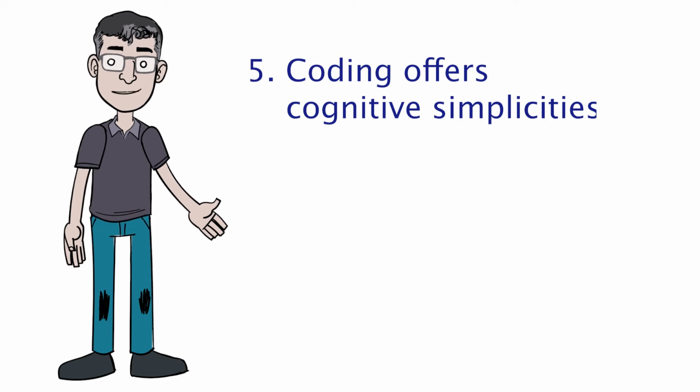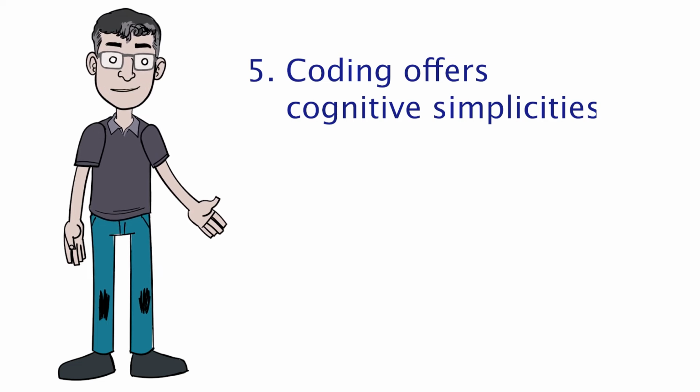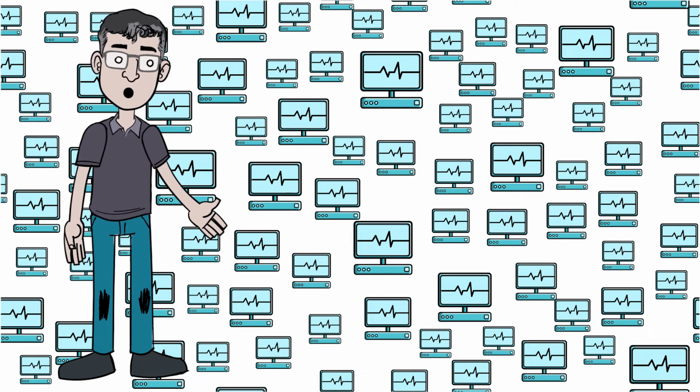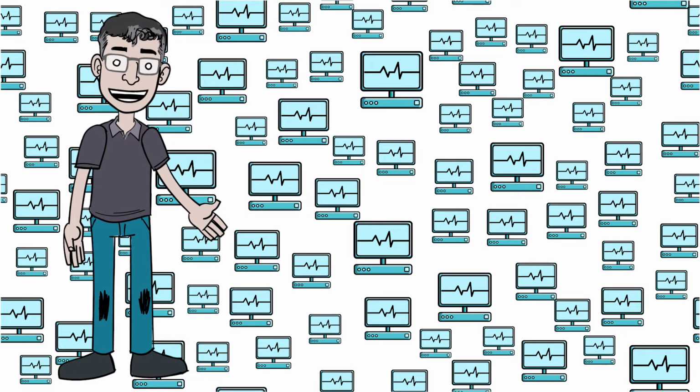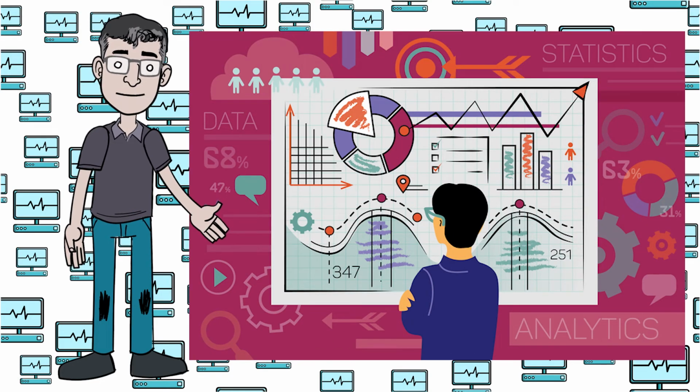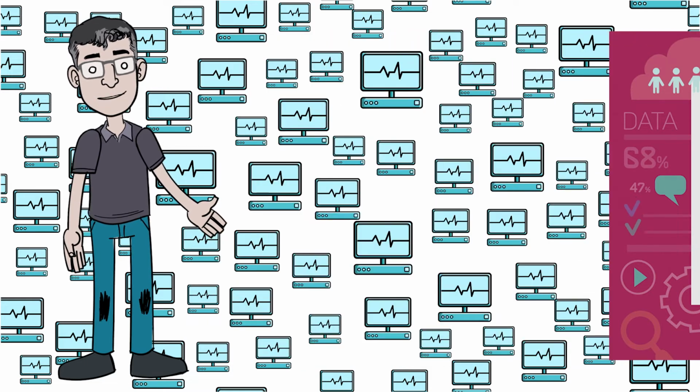Lesson 5. Coding offers cognitive simplicities. Our society has grown in complexity. Today, computational tools are used to model phenomena and processes to make scientific progress and to succeed economically. Most fields have a computational side: computational biology, computational mathematics, computational finance, computational medicine, to name a few examples.